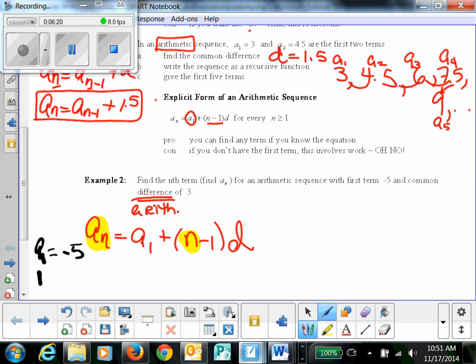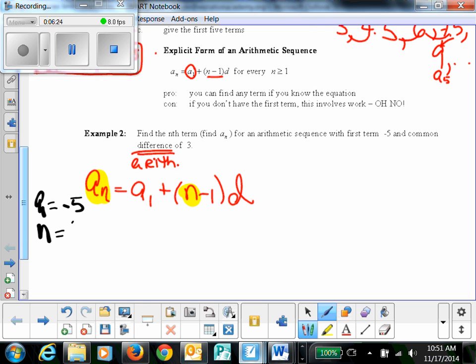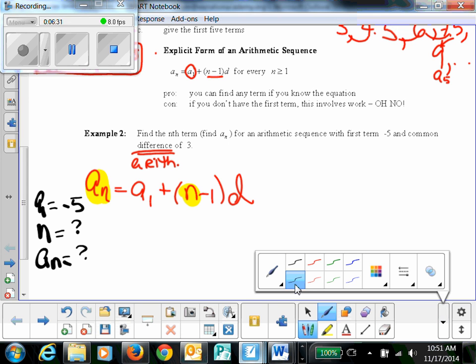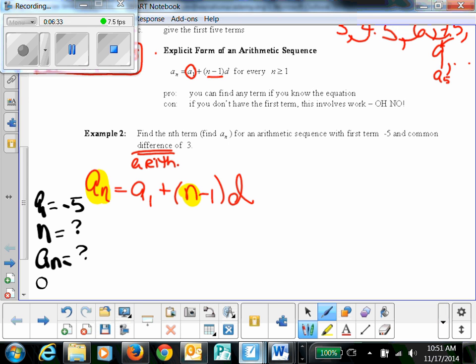Do I know what my n is? Nope, I don't know that. I don't know what my a sub n is, and that's fine because I'm trying to come up with my explicit formula. Do I know what my d is? It's 3. So it's plug and chug. A sub n is equal to -5 plus n minus 1 times 3. Now we can't keep it like this. We need to simplify now.